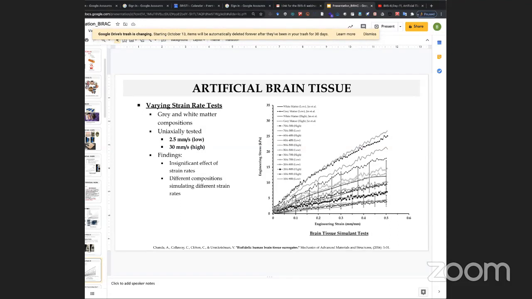So let's say I stop my car while driving at 20 kilometers per hour. That is a smaller impact than if I was driving at 80 kilometers per hour. So that impact is very heavy. So we want to test this brain tissue sample at these two different impacts. So that's what we're looking at. Okay, next slide please.